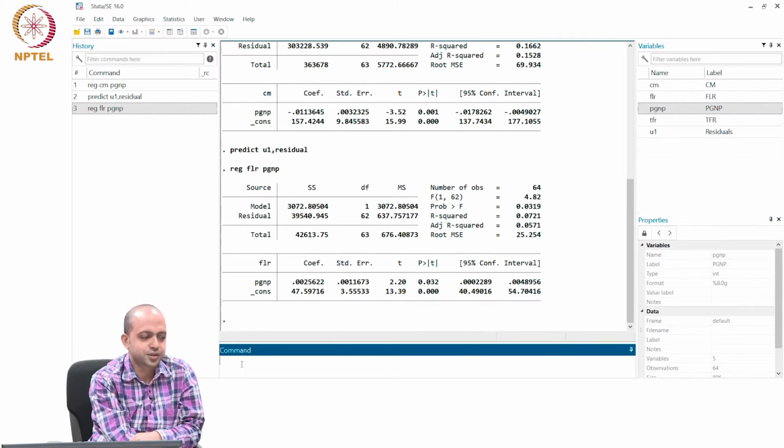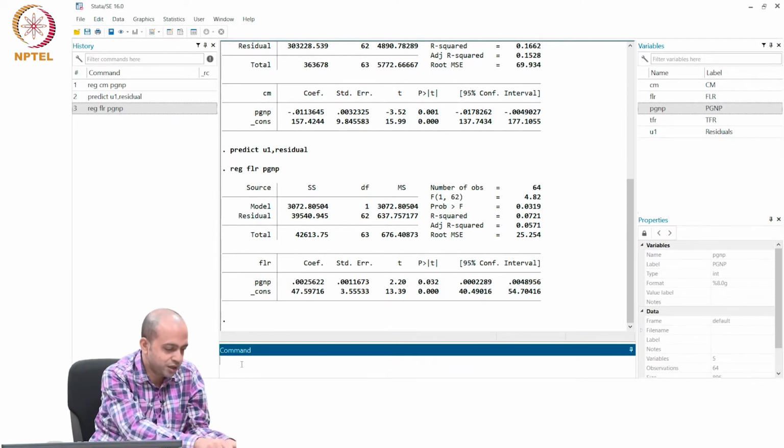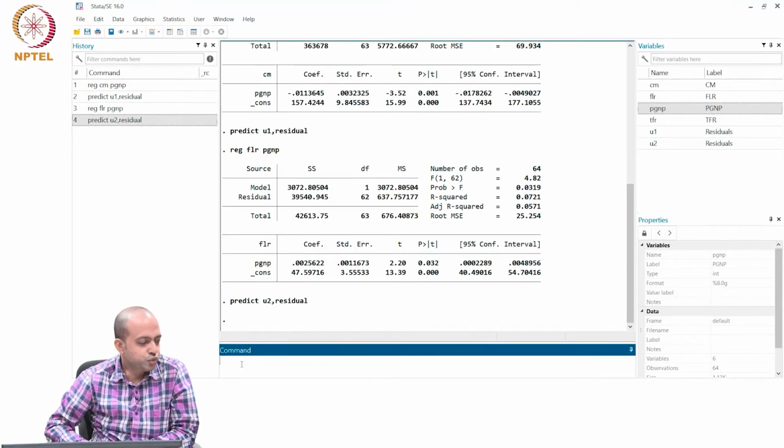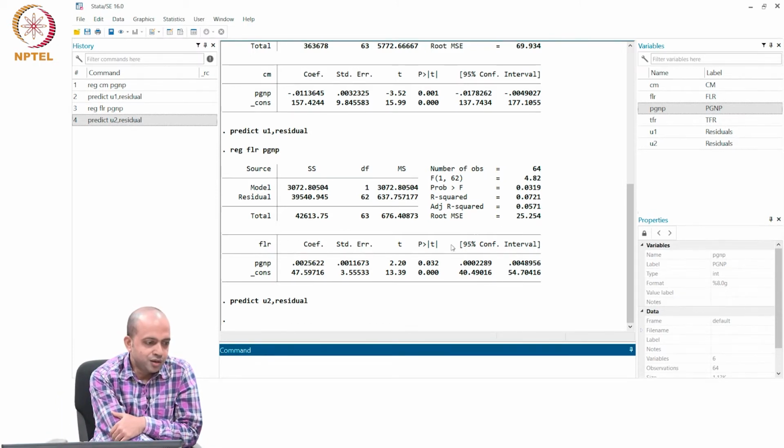So, again from this we need to predict, same command: predict U2, and then you put residual. Once you put this command, Stata will immediately predict the residual also. How will you check whether it is predicted or not? Look here, U2 is also included.